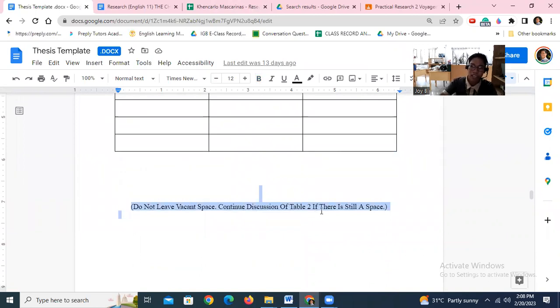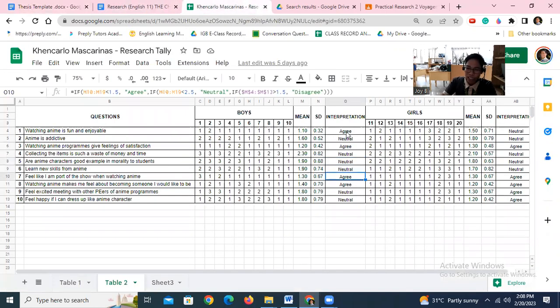Yun yung point there. So you can say, let me give you example, this one. Boys said that they agree that they are addicted with anime because they agree that watching anime is fun and enjoyable. They also stated that watching programs give feelings of satisfaction, so on and so forth. However, some students said that it's neutral for them to be addicted because first one is anime is addictive. They also stated, so you need to combine lahat ng nag-agree, lahat ng nag-disagree, lahat ng neutral. So wala pa lang disagree. Agree, neutral. Okay, so yun yung way on how to create, or interpret your data.